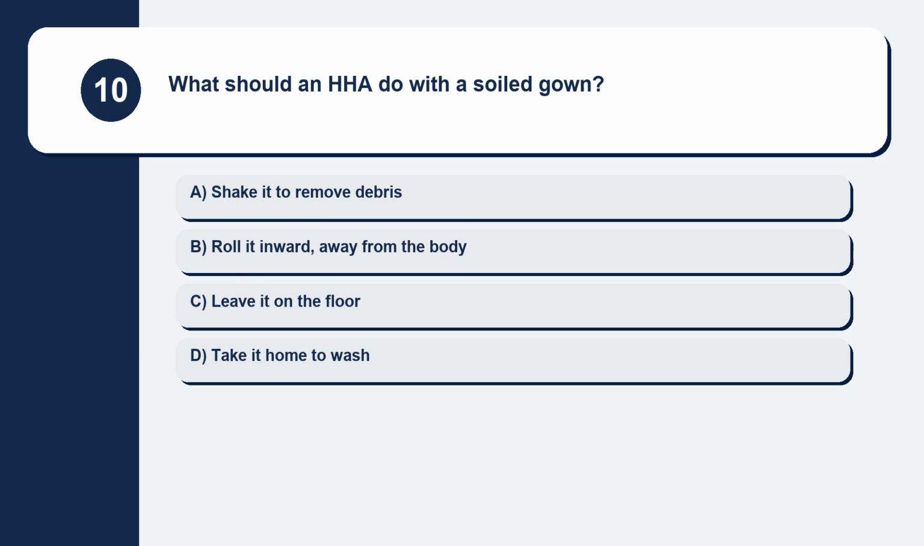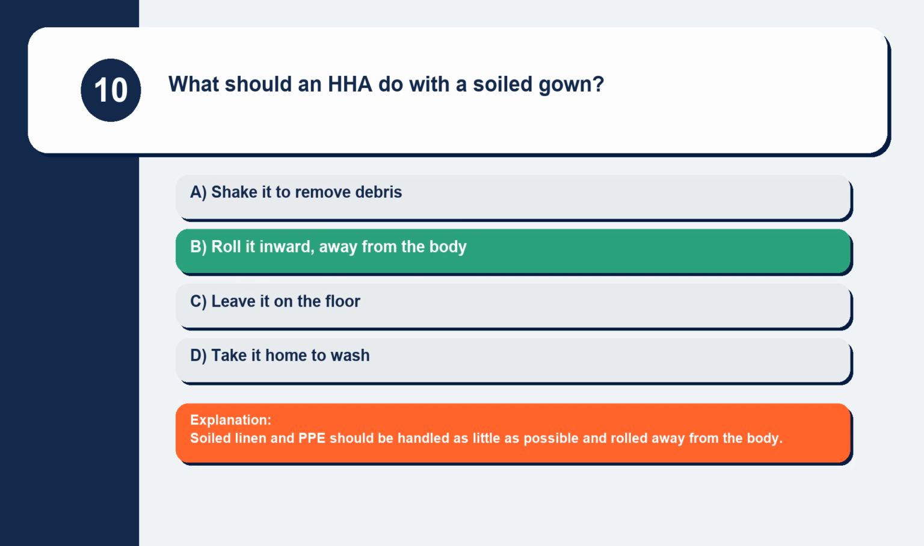Question 10. What should an HHA do with a soiled gown? Shake it to remove debris. Roll it inward, away from the body. Leave it on the floor. Take it home to wash. Soiled linen and PPE should be handled as little as possible and rolled away from the body.